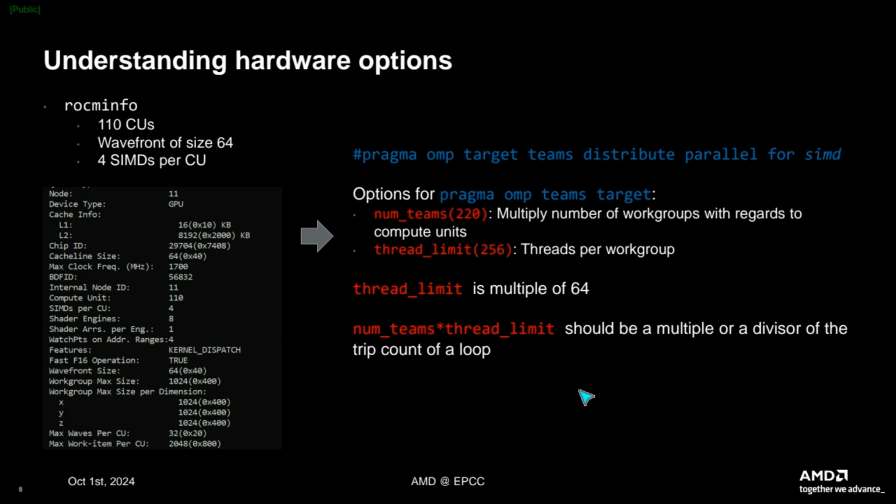And so now whenever the kernel is invoked, we have this num_teams times thread_limit, and this should be a multiple or a divisor of the trip count of our loop, so the total there. So hopefully this slide makes sense, and it's just a deep dive into how the hardware can actually tell you what good options are to set for these. You also might play around with these in some of the examples or whenever you're porting code to see what gives you the best performance, right?